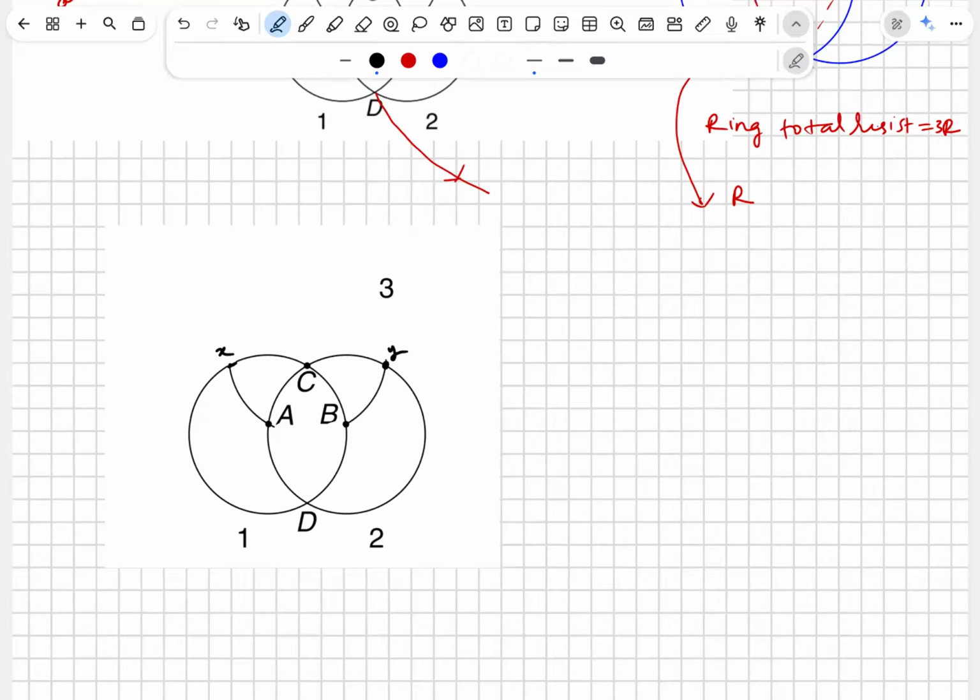Please help me in writing CY. Already I showed full arc from A to Y is R. Full arc from A to Y is R. So what is AC alone? R by 2. What is CY alone? R by 2.